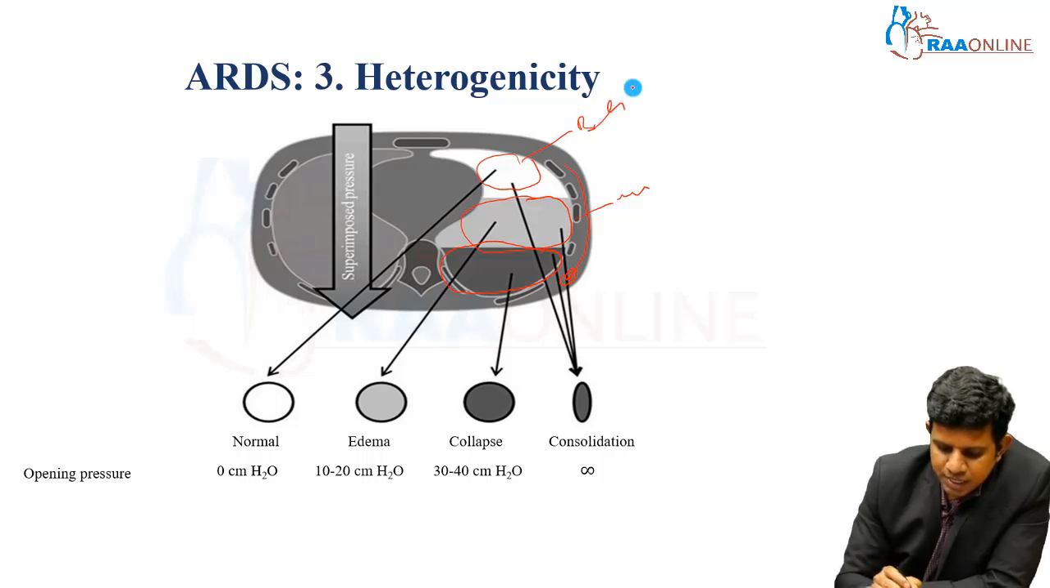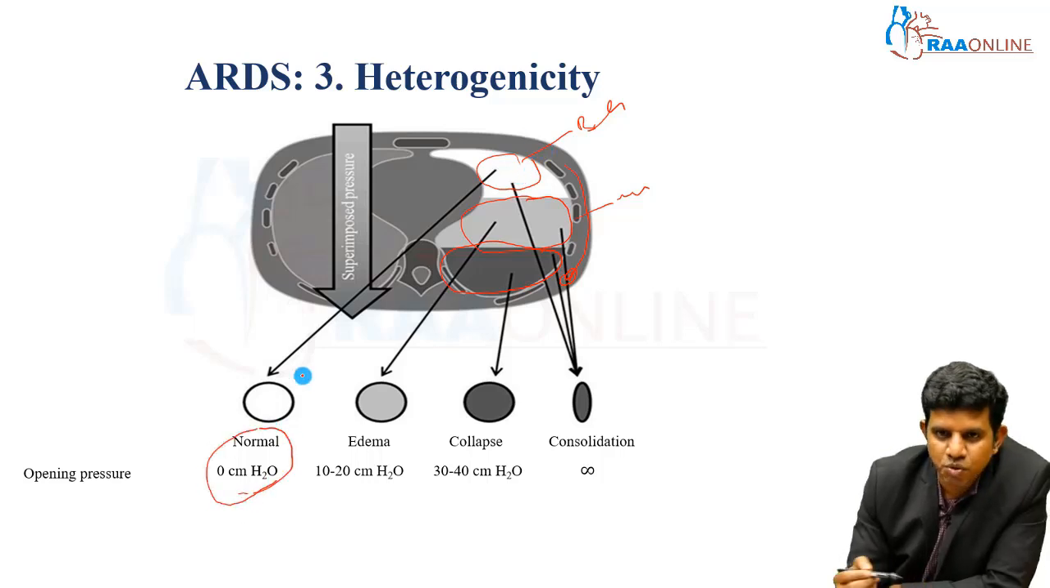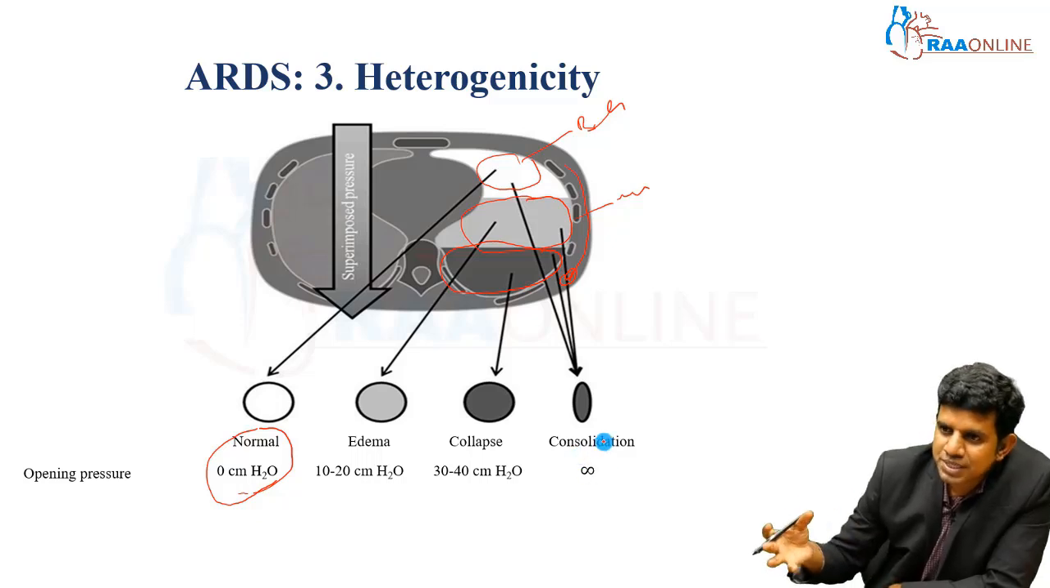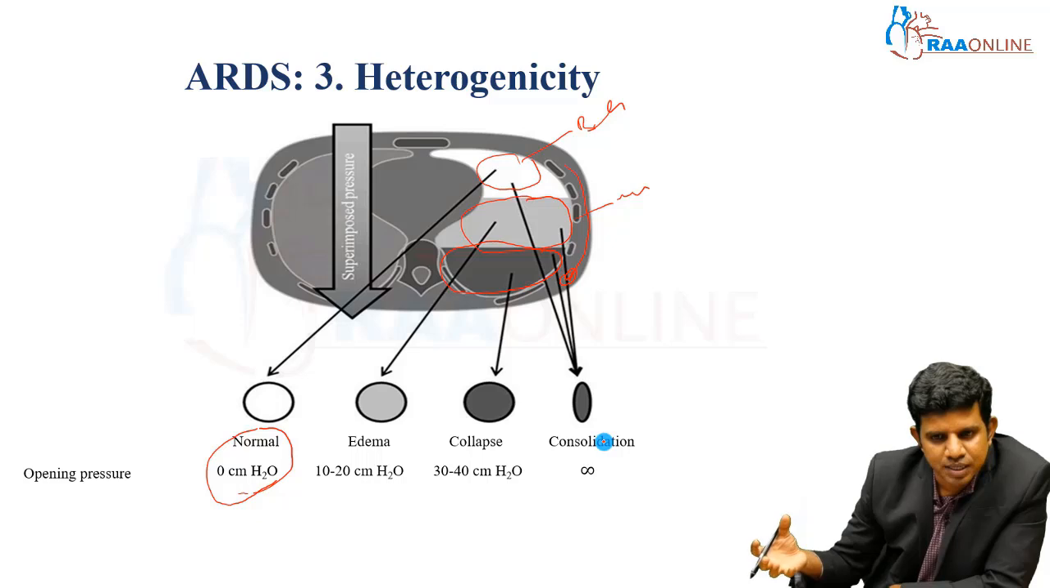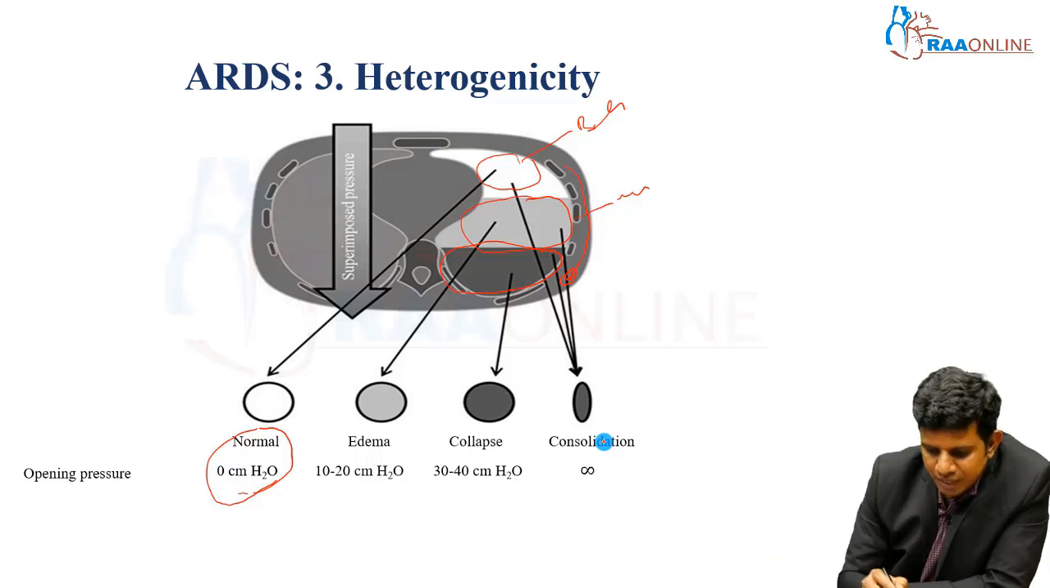Now let's see the opening pressure. The normal lung doesn't need any; it will normally be open. This edematous lung needs a pressure of 10 to 20 centimeters of water to open the alveoli. Collapsed alveoli need 30 to 40 centimeters of water. Consolidated means it is already filled with pus, blood, or secretion. You cannot open it with positive pressure because it's filled with liquid or solid material. So our aim is to open mainly the edematous and collapsed alveoli.